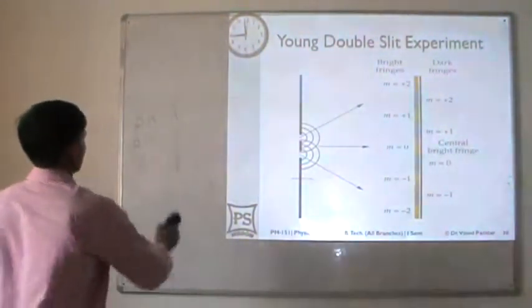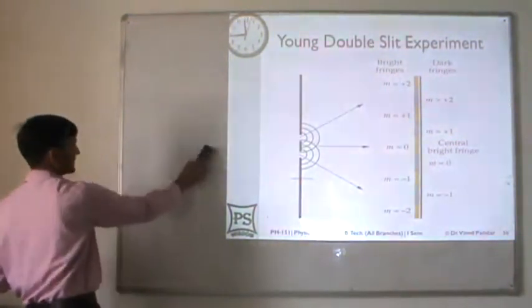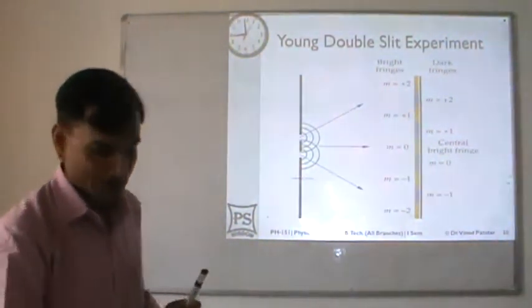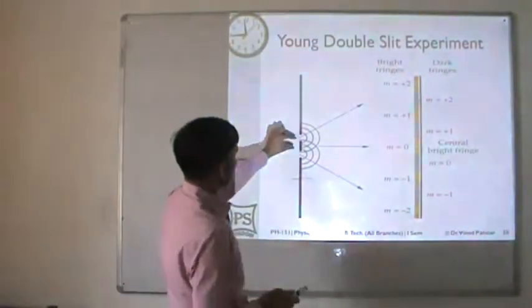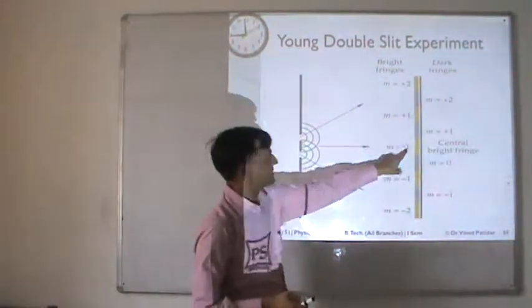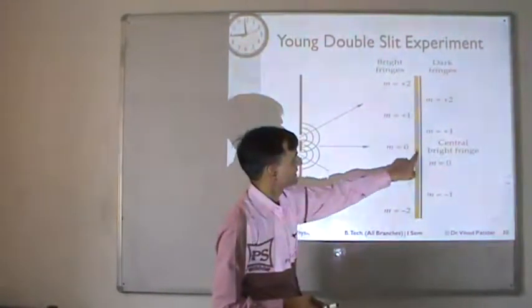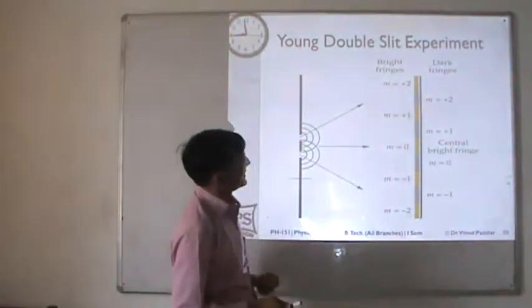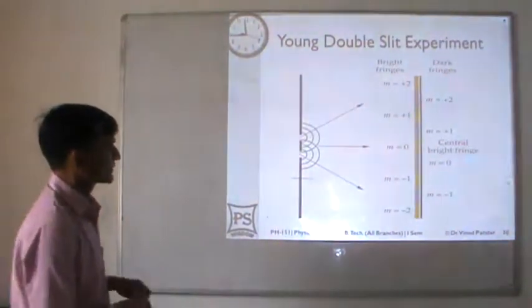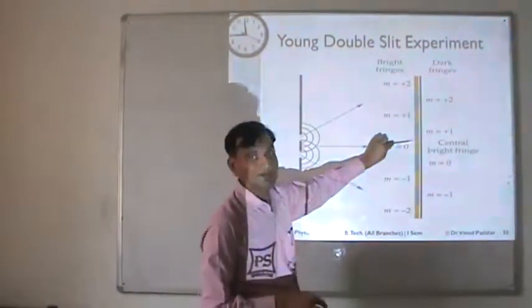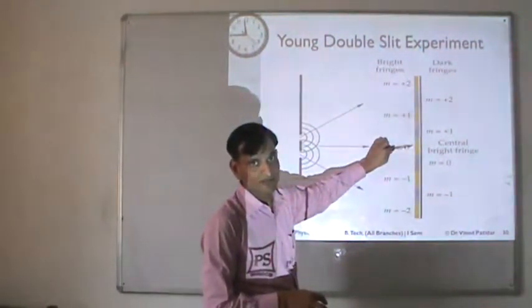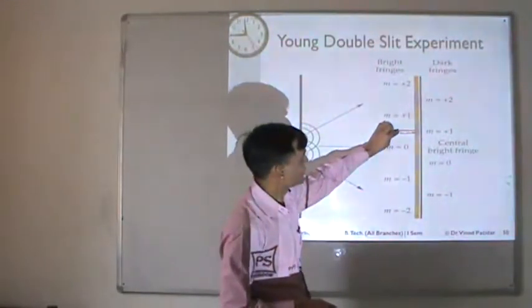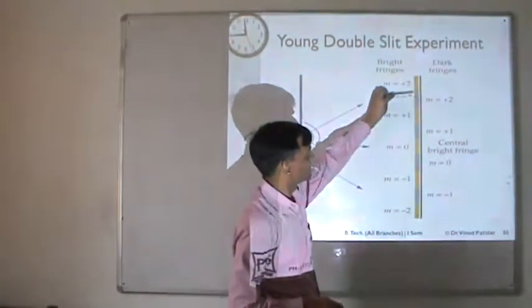Now again, the diagram shows how the maxima and minima would be observed. What we are seeing here are your S1 and S2, and this is your center point. The center point is a bright point, because the path difference becomes 0, and it satisfies the condition of brightness. Then this is the first dark, then bright, dark, bright.